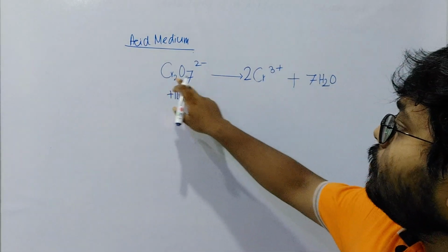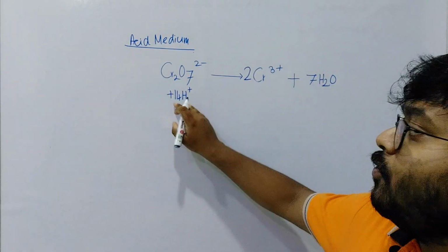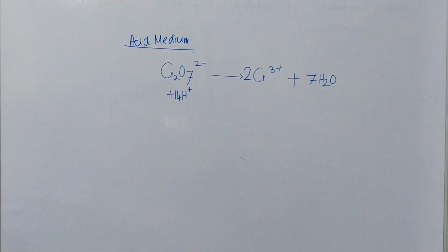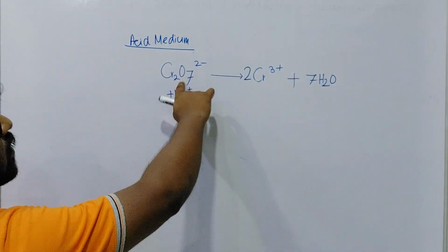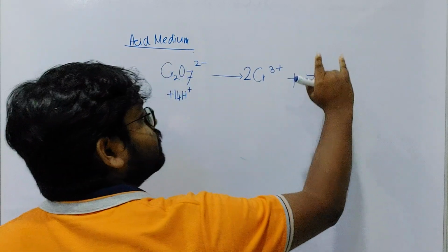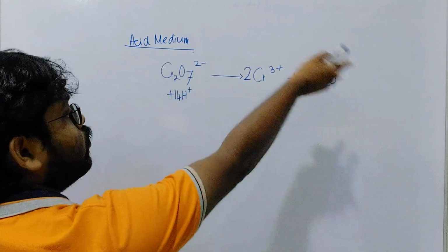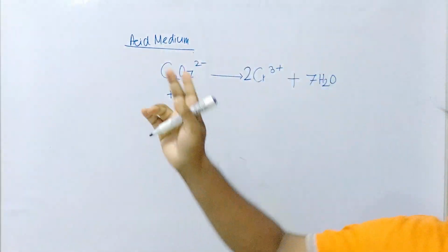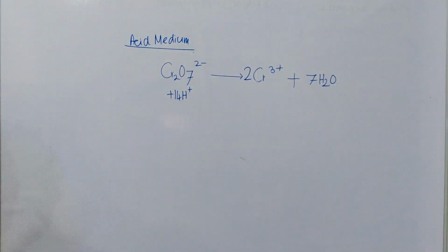Everything is balanced. Chromium is balanced, oxygen is balanced, hydrogen 14 is also balanced. I guess there is no doubt. Once again, the excess oxygen is 7, so that's why we have added 7 water on the opposite side. Now as we have added 7 water, extra 14 hydrogen has come into this side. So to balance this we have added 14 hydrogen on the left hand side. Now by doing this, both sides are balanced. This is the balanced chemical reaction.